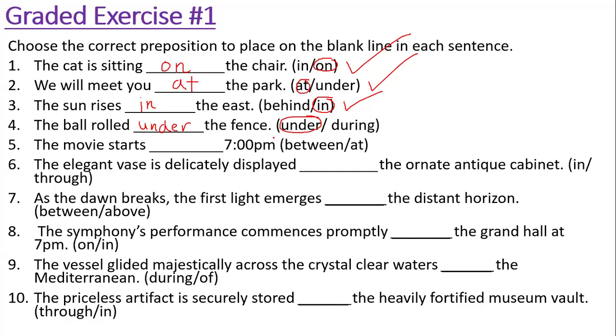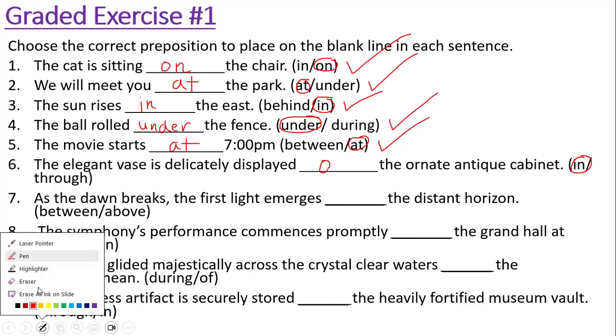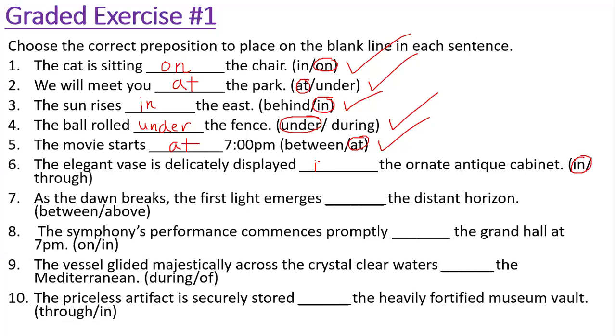All right. The movie starts at. These are prepositions. At. Put a tick. The elegant vase is delicately placed, blank, the ornate antique cabinet. In. How many persons got that right? I didn't finish everything, but I got one wrong. Okay, everything in the chat. In. You could put something inside a cabinet, right?